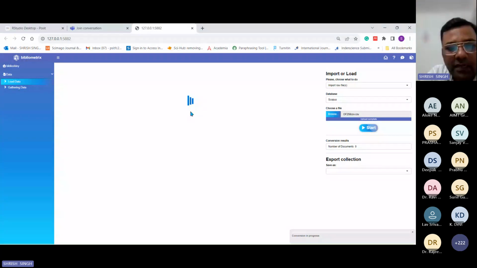So don't panic. Just be patient, sit quietly. And after that, it will be showing some results over here. Still, it is in processing, so I can't do anything. I can only discuss in between. The rest, all the things will be done by the software itself because it is showing that it is in process.